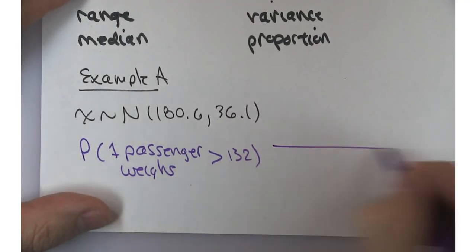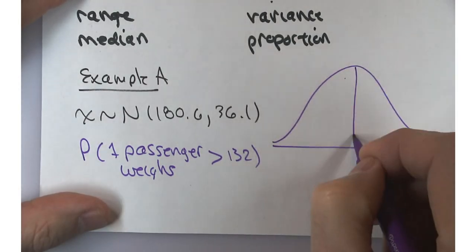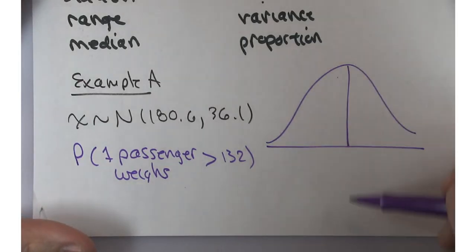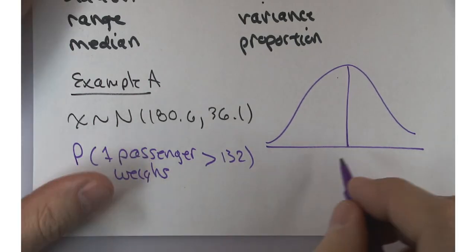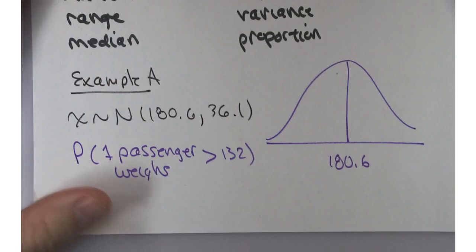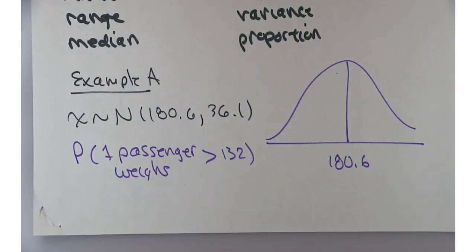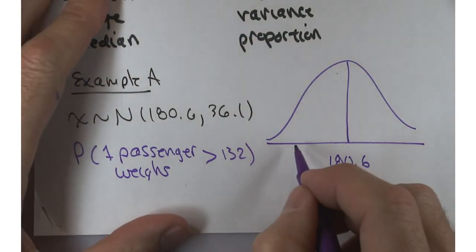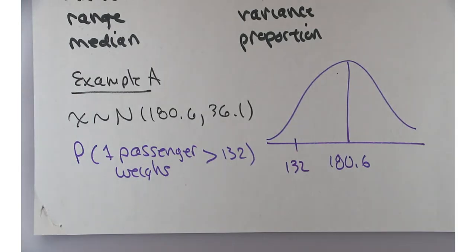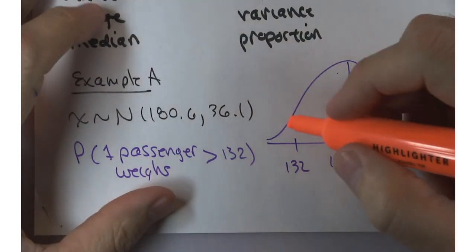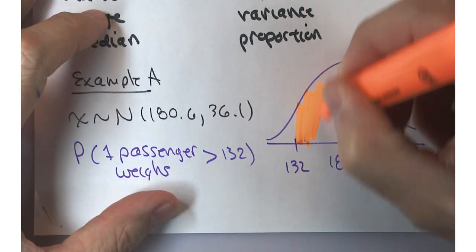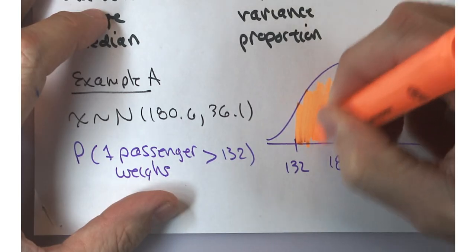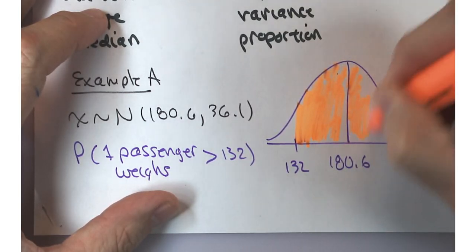Okay, let's draw ourselves a little distribution just to guide our intuition. What should I label this central line with? 180.6, thank you. You don't have to worry about the exact shape of the distribution. Hopefully it's roughly symmetric. 132 has to be over here. Where am I going to shade this distribution? Yeah, I want to find the area to the right of this 132. So I want this area all the way to the right.